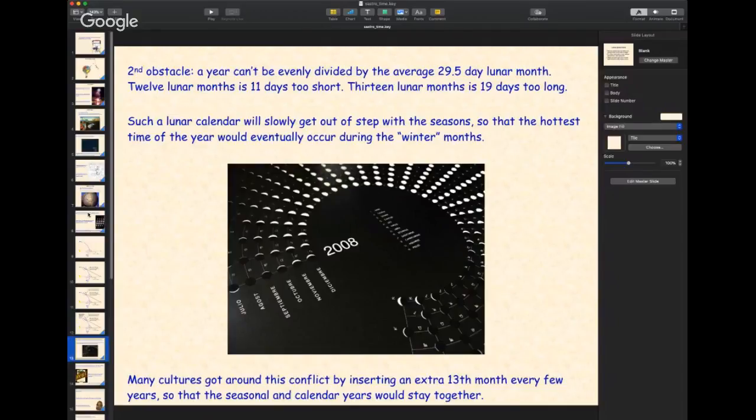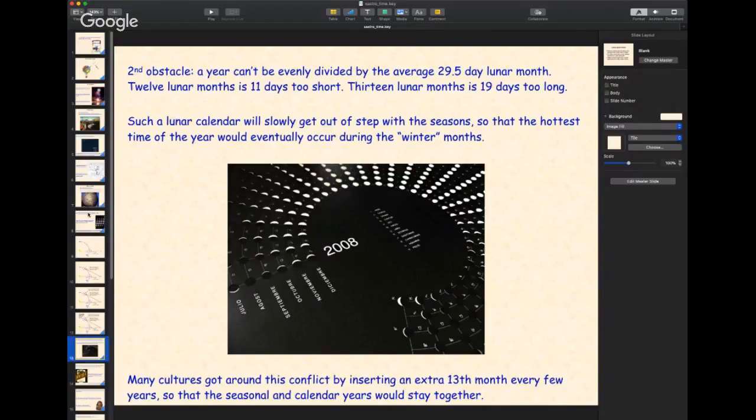And the second obstacle to using the moon as a marker for the month is that the year cannot be divided, let's say, by the average lunar month of 29.5. 12 lunar months is too short by about 11 days, and if I go with 13 lunar months, it's too long by about 19 days. And so if you use a lunar calendar, you will slowly get out of step with the calendar that the sun says, the seasonal calendar. So that eventually, if you wait long enough, if you don't have those two aligned, then the hottest time of the year would eventually occur in what you're calling the winter months, because your clocks have gotten out of sync.